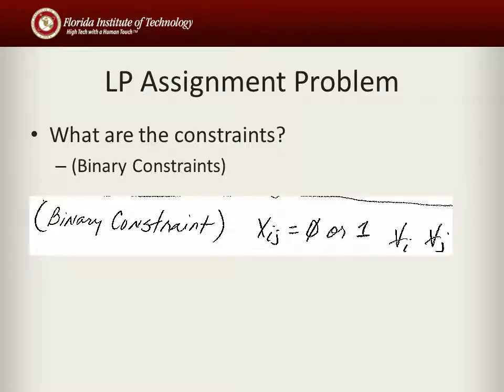The last constraints are the binary constraints, or the non-negativity constraints. Our decision variables can only be 0 or 1, and we have to specify that. So we say that our binary constraints are x sub ij equals 0 or 1, for all i's and for all j's.